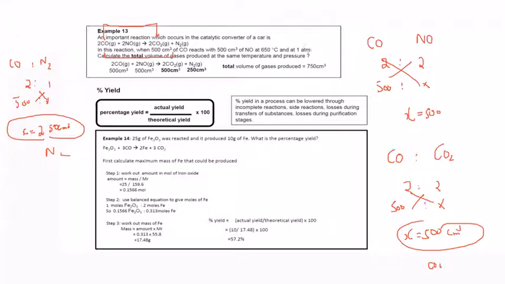Is it clear? When an equation is given, you have to use the ratio. Is it clear?